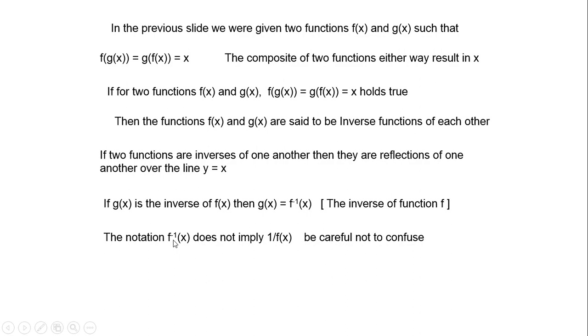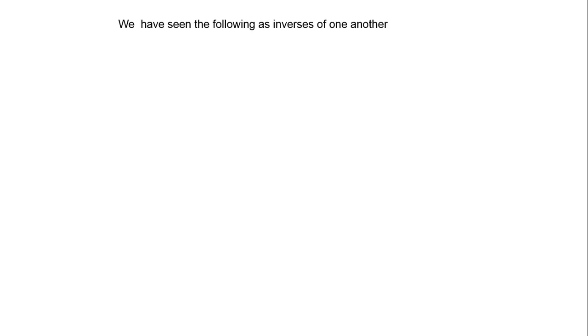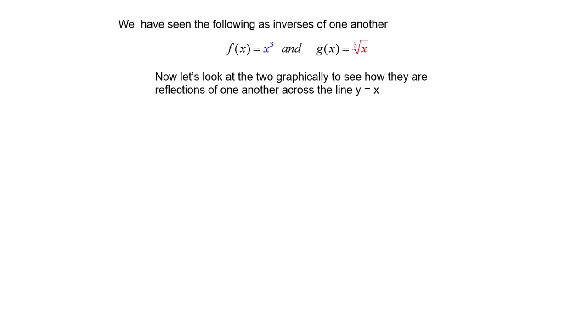That is the notation implying the inverse of the function f. So don't get this f -1 of x confused with implying a negative exponent. It does not. So be careful about that, and hopefully within the context of the problem you'll be clear on that. Okay. So let's continue. We saw that these functions were inverses of each other. Now let's graphically depict that by graphing them and showing how they relate to one another across the line y equals x.